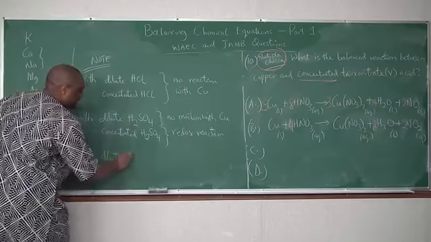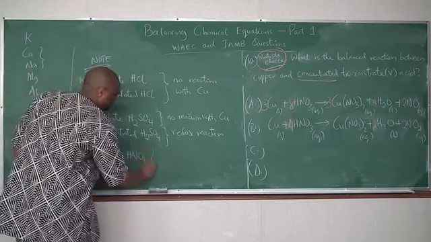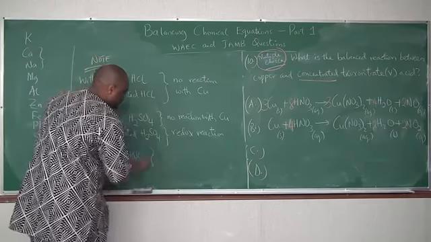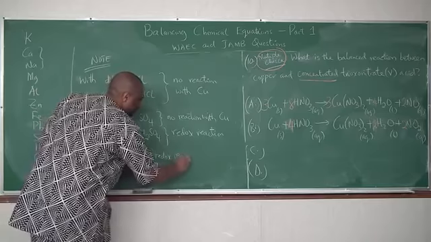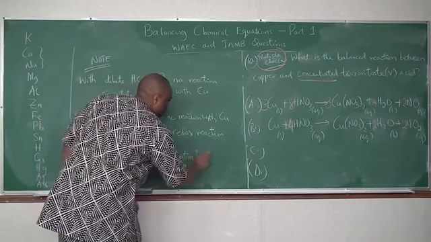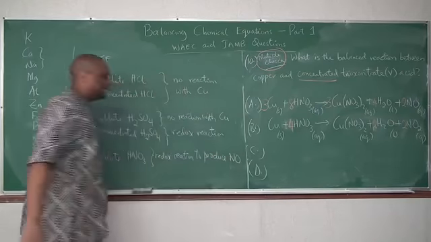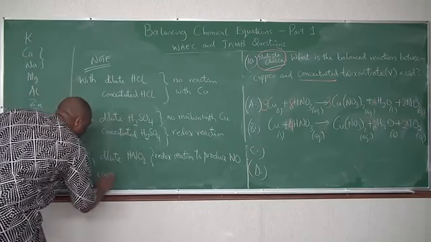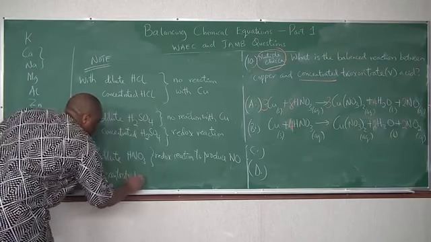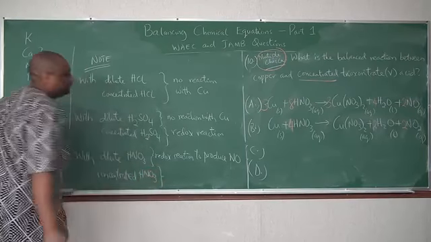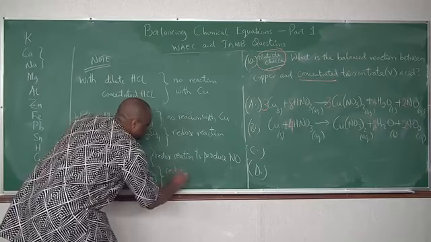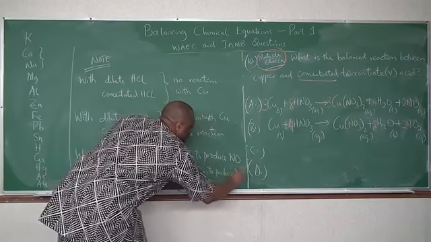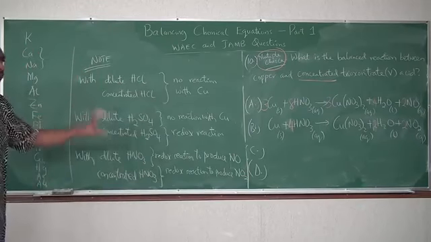Now, with dilute nitric acid, trioxonitrate 5 acid, it will be a redox reaction to produce nitrogen 2 oxide. But with concentrated nitric acid, trioxonitrate 5 acid, it will be a redox reaction to produce nitrogen 4 oxide. Take note of this.